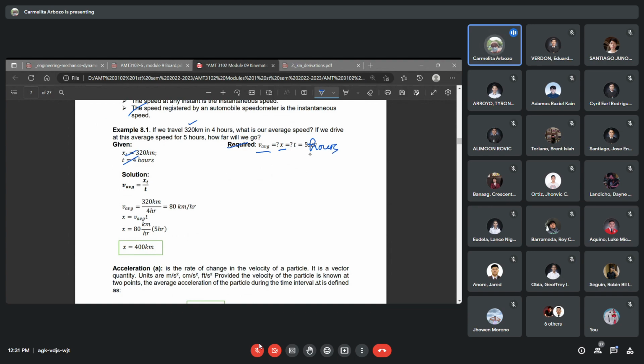Okay, so ito yung formula. Direct substitution, 320 divided by 4 hours. So, 80 kilometers per hour yung average speed natin. And then mula dito, kunin mo yung x of t is equal to the v average times the time t. So, 80 times 5 hours. Nag-cancel out yung hours. So, after 5 hours, nakapagbiyahe sila ng 400 kilometers. Okay, so tapos na tayo sa displacement.